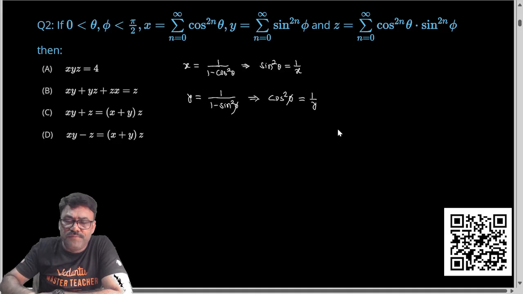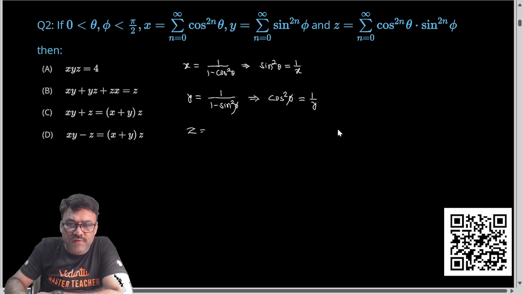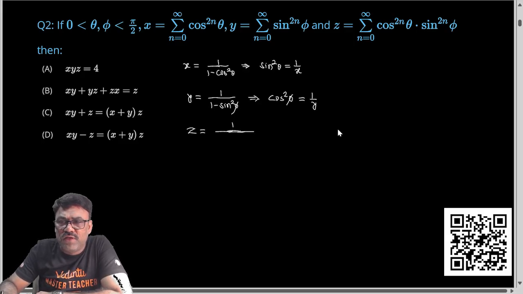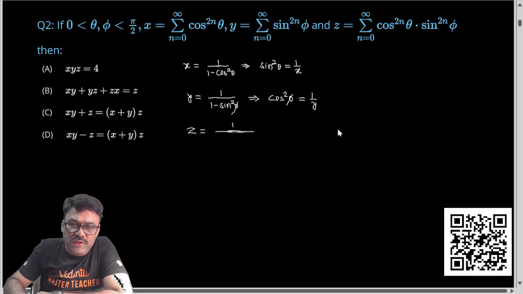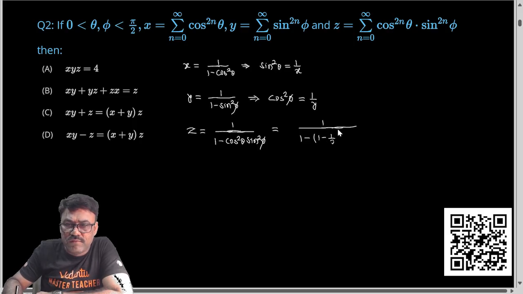Now let's calculate z. Z is again an infinite GP, with first term 1, and common ratio cos square theta sin square phi. So z will be 1 over 1 minus cos square theta sin square phi. Now 1 minus cos square theta can be written as sin square theta, so cos square theta is 1 minus 1 by x. Sin square phi can be written as 1 minus cos square phi, so 1 minus 1 over y.